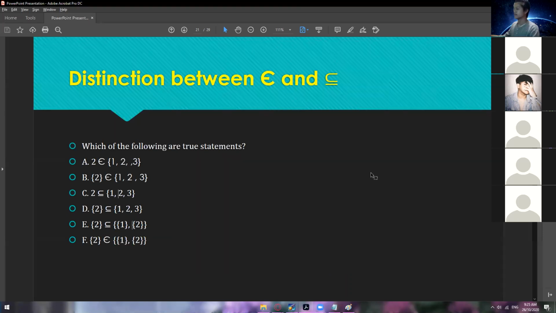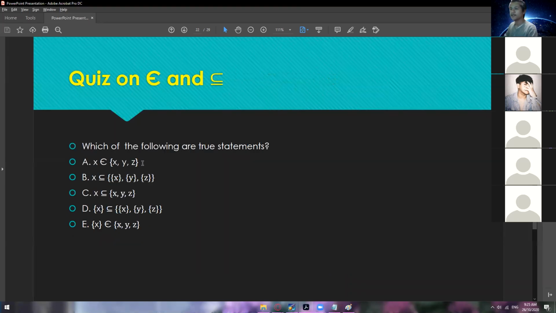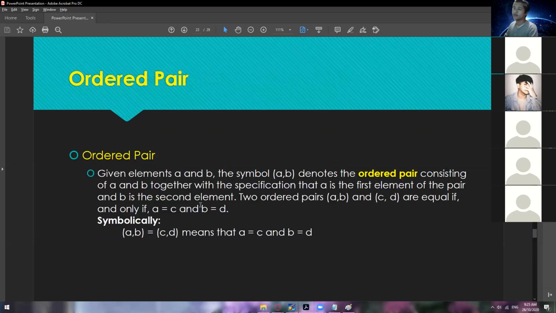Okay? So moving on, after that, of course, you're going to have a quiz. So still true or false. So A, B, C, D, and then E. Okay? Just identify whether those numbers are true or false. Okay? Moving on, next one is ordered pairs.